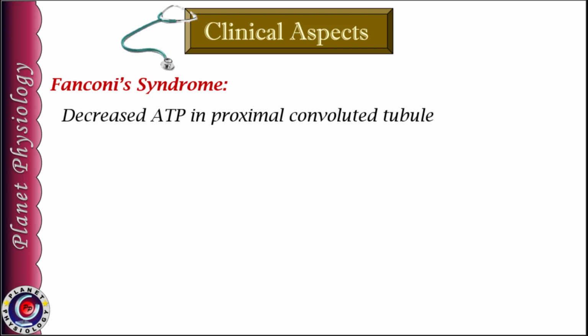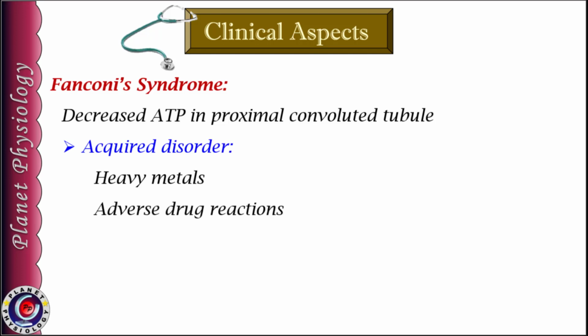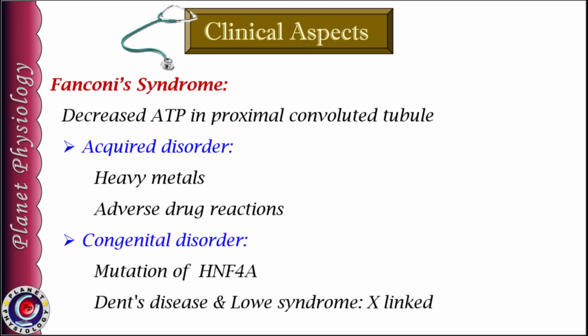Now coming to the clinical aspects related with proximal convoluted tubule processing of the filtrate, the Fanconi syndrome. It is a syndrome of inadequate reabsorption in proximal convoluted tubule where ATP levels in PCT is reduced. It can be acquired due to toxins like heavy metals, like lead poisoning, or due to adverse drug reactions. It may be congenital disease due to specific mutations of the gene HNF4A in humans. Normally, this gene is specifically expressed in proximal convoluted tubule.